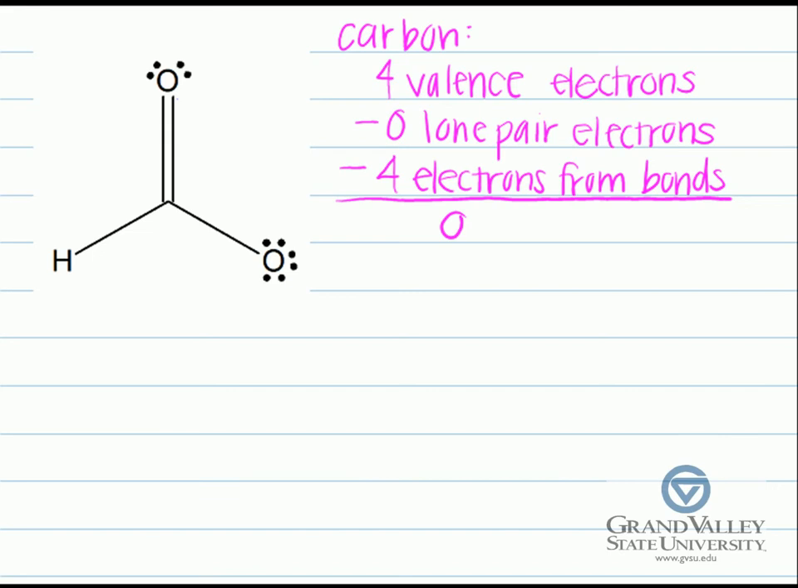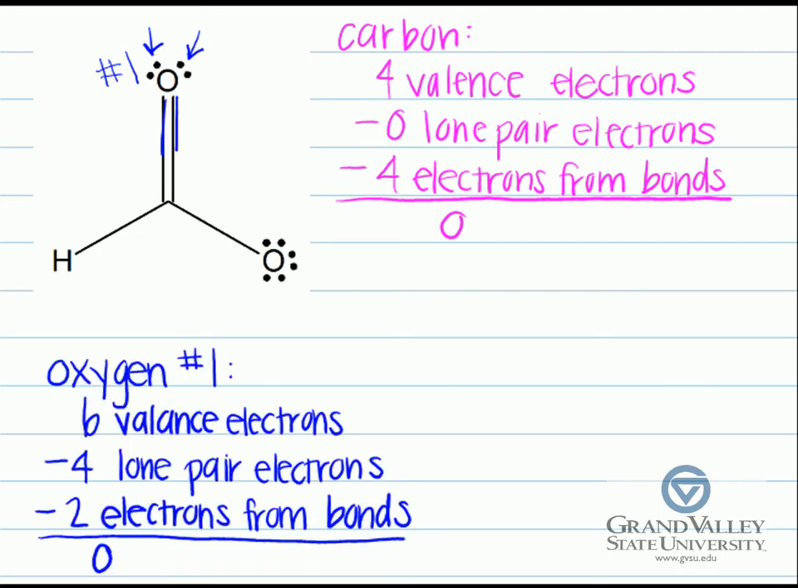Oxygen, according to the periodic table, has 6 valence electrons. In this Lewis dot structure, we see oxygen number 1 with 4 electrons from lone pairs and 2 covalent bonds. Therefore, we have 6 valence shell electrons minus 4 lone pair electrons minus 2 electrons from bonds, and therefore the formal charge on the double bonded oxygen is 0.